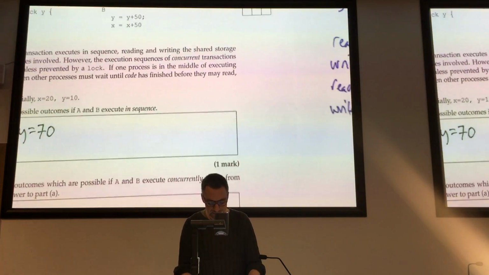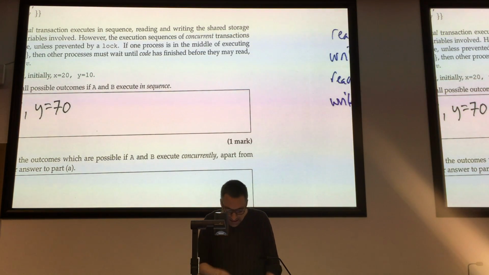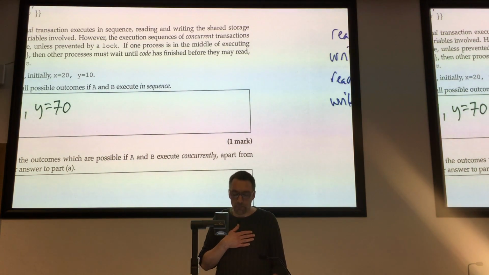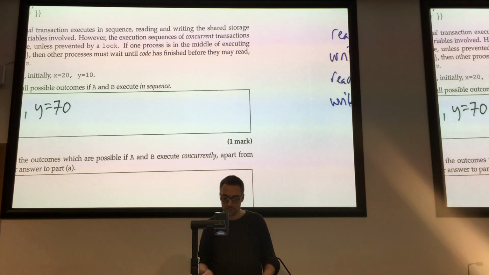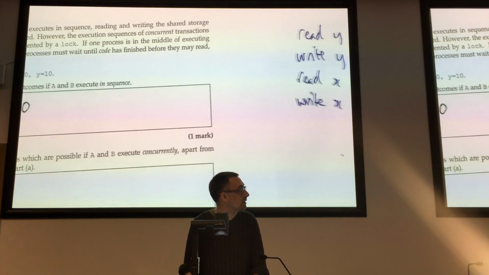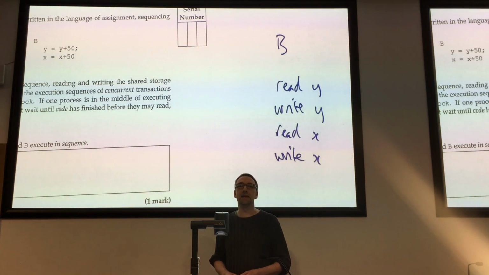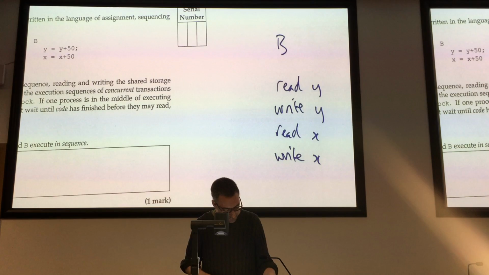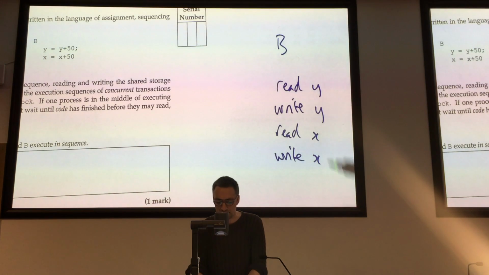So, next we are asked to identify the outcomes which are possible if A and B execute concurrently apart from those in your answer to part A. So let's figure out how to think about that. Remember, this is what B does. And because B doesn't take any locks, A could execute at any point in the process. So, there are 5 places during the execution of B in which A could happen.